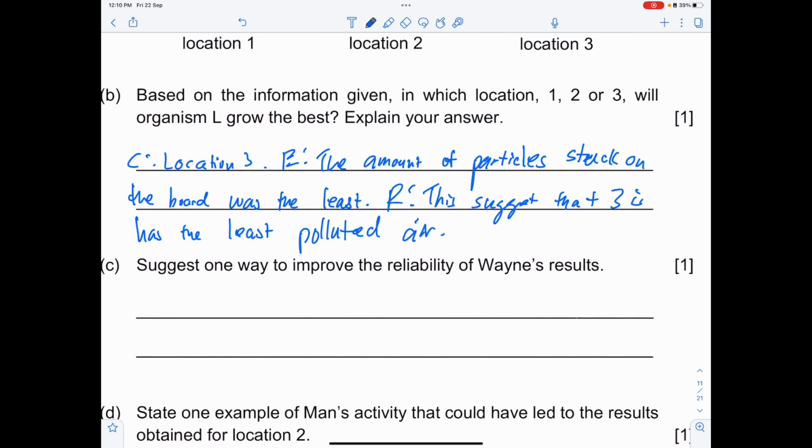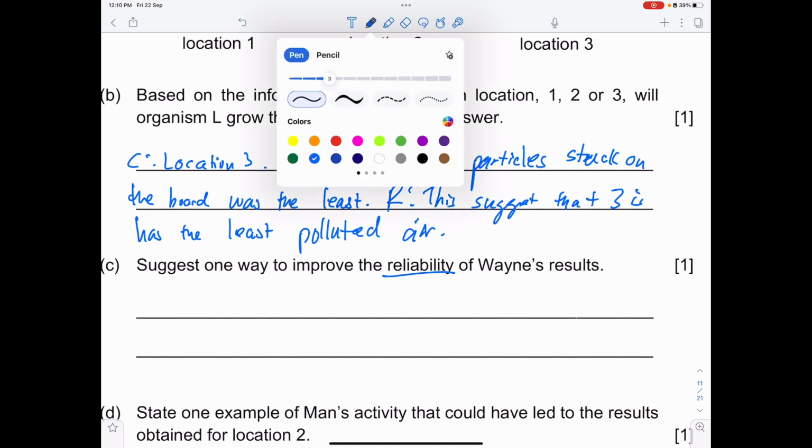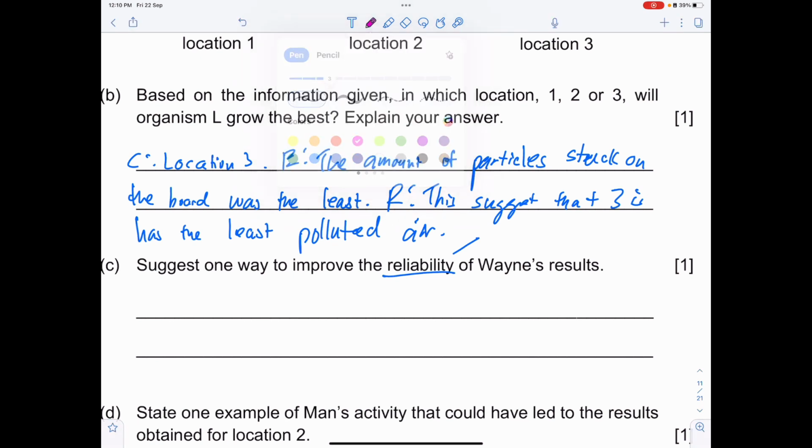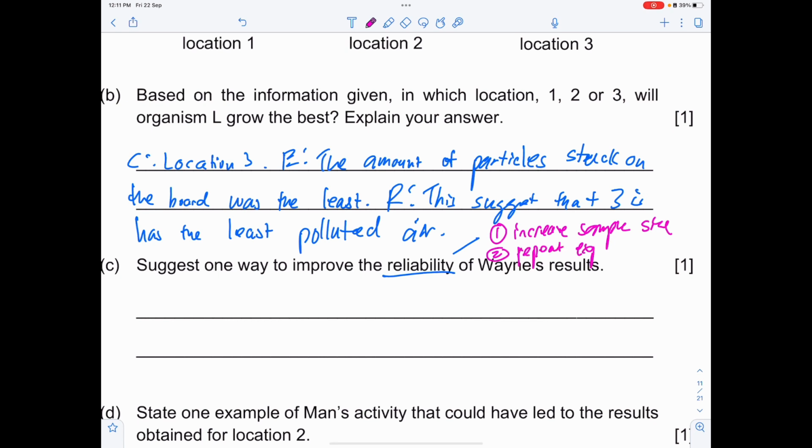Suggest one way to improve the reliability of Wayne's results. So for reliability, there are 2 ways. Nowadays, I'm just afraid they may twist the question. They may say, besides repeating his experiment, state another way. The other way is to increase sample size. The second way is to repeat the experiment at least 3 times, and take the average.